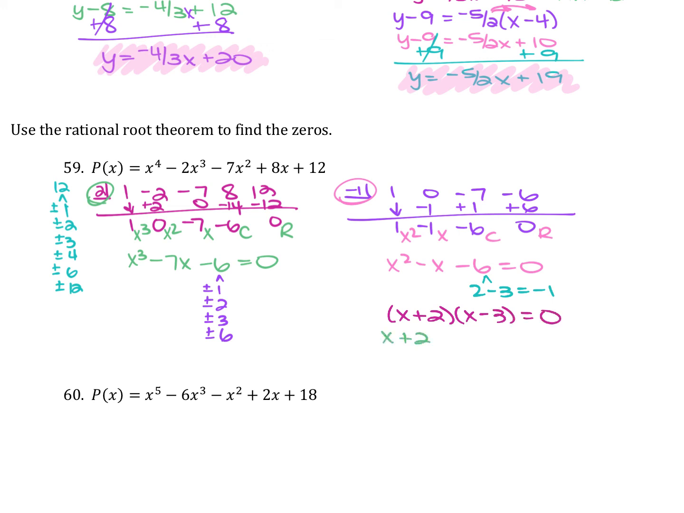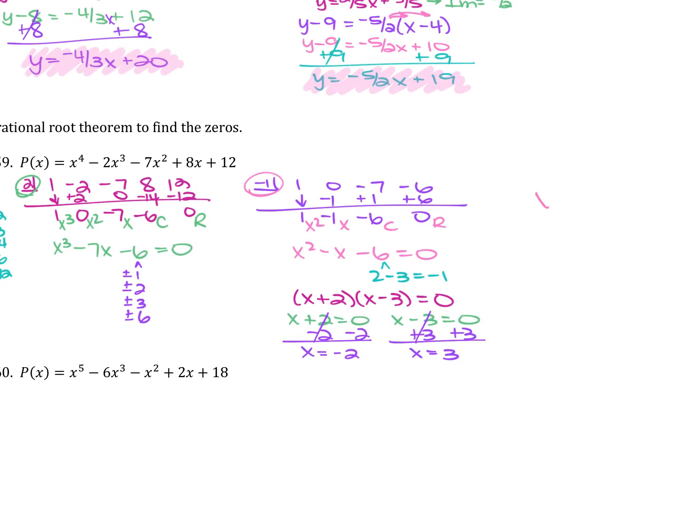We have x plus 2 is equal to 0 and x minus 3 is equal to 0. We're going to move the 2 over, subtract it from each side. So x is negative 2. Move the 3 over, add it to both sides. X is equal to 3. So you have 4 solutions here. You have 2, you have negative 1, negative 2, and positive 3. So all 4 of these are solutions.